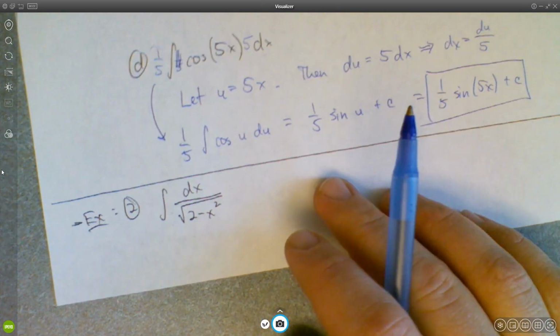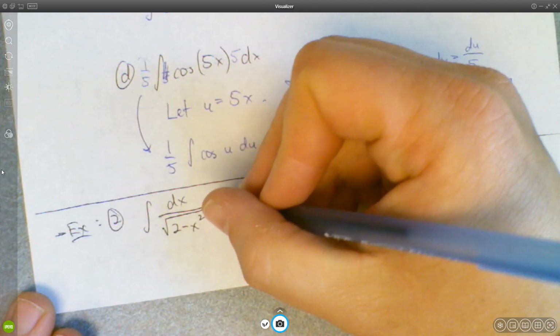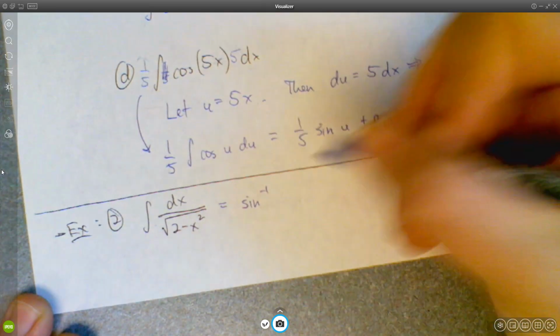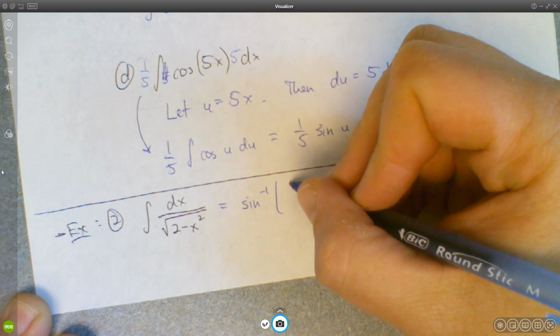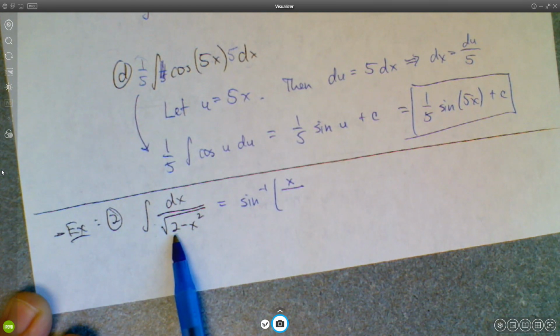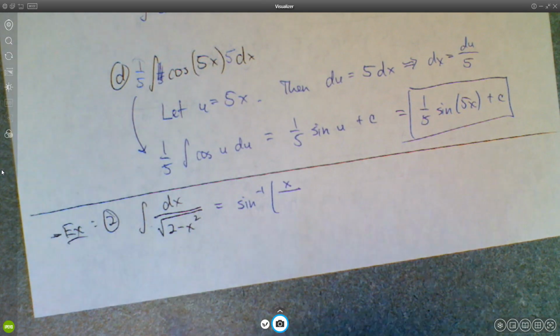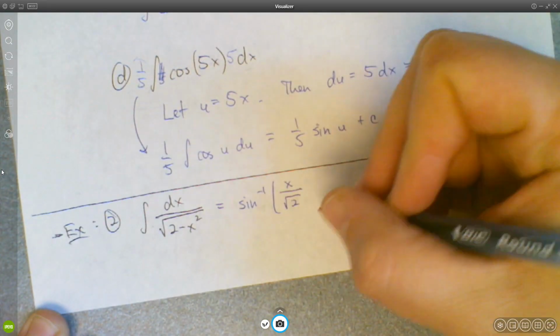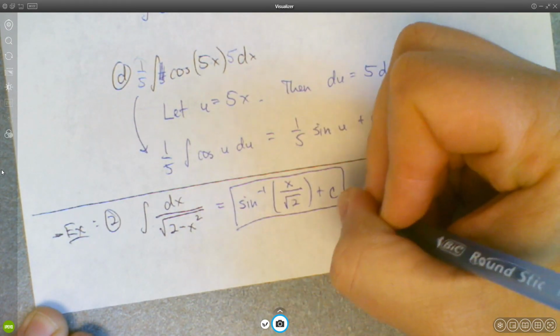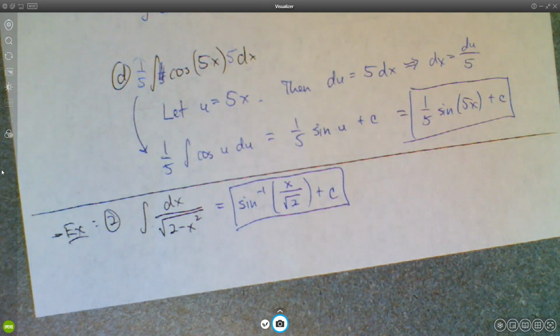So following my little shortcuts, I know that this is just going to be sine inverse of u, which in this case is just x, over a, which in this case is going to be square root of 2, right? Because the format is a squared minus u squared. So a squared is 2. That means a is square root of 2. So this is sine inverse of x over square root of 2 plus c. And that's all there is to it. Okay. All right. So a bunch of examples. Hopefully you have the idea. That's all I'm going to say for now.